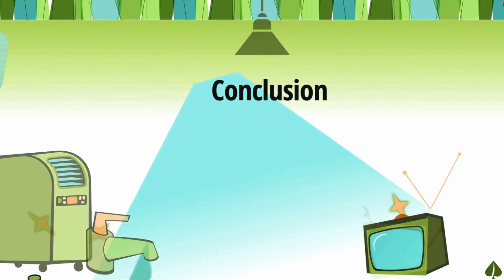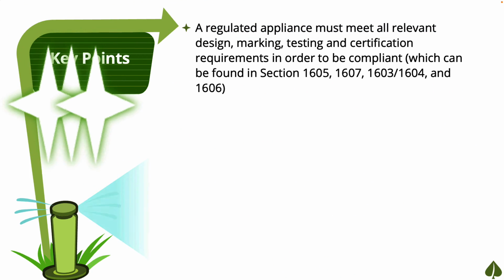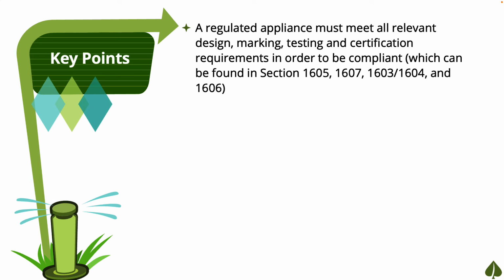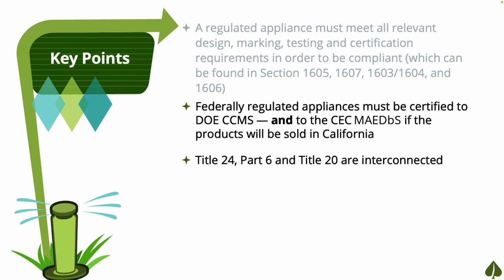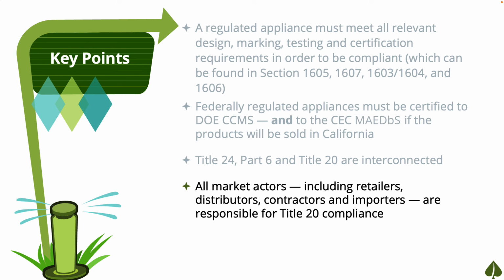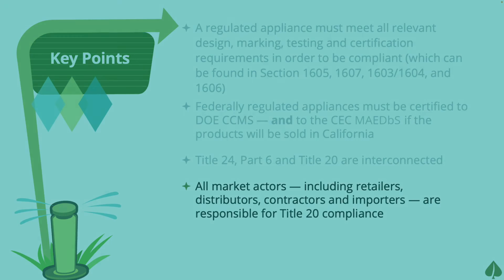In summary, a regulated appliance must meet all relevant design, testing, marking, and certification requirements in order to be considered compliant with Title 20. Federally regulated appliances must be certified to both the DOE's CCMS and the CEC's MABES if they are going to be sold in California. There are linkages between Title 24 Part 6 and Title 20, and all market actors except end-user customers are responsible for Title 20 compliance.